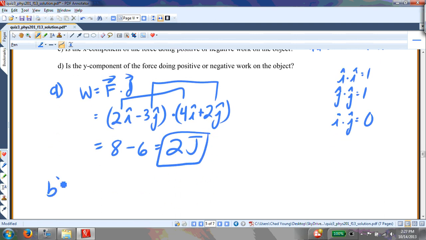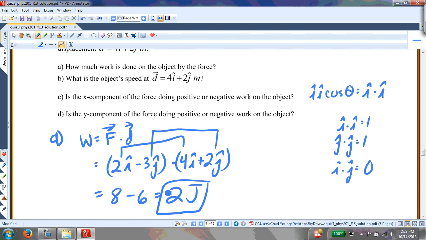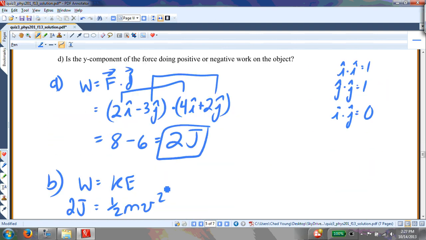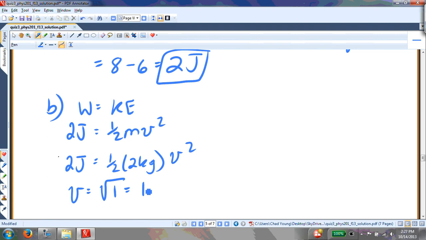In part B, I want to know what is the object's speed. Well, by the work-energy theorem, that work is going to change the kinetic energy of the object. So 2 joules of work is going to equal 1/2 mv squared. The mass is 2 kilograms, so 2 joules equals 1/2 of 2 kilograms times v squared. This becomes 1, so v is equal to the square root of 1, which is 1 meter per second.